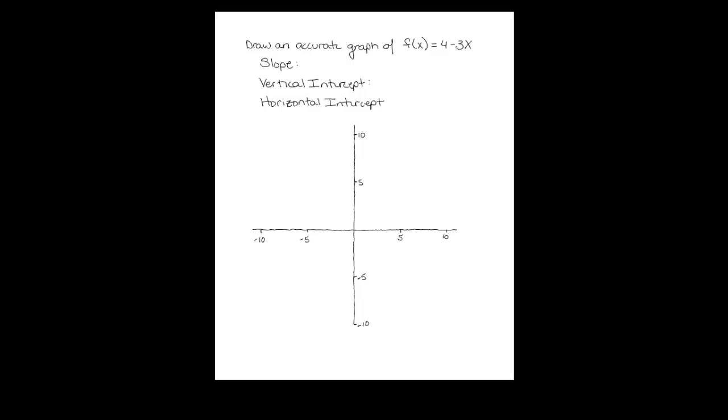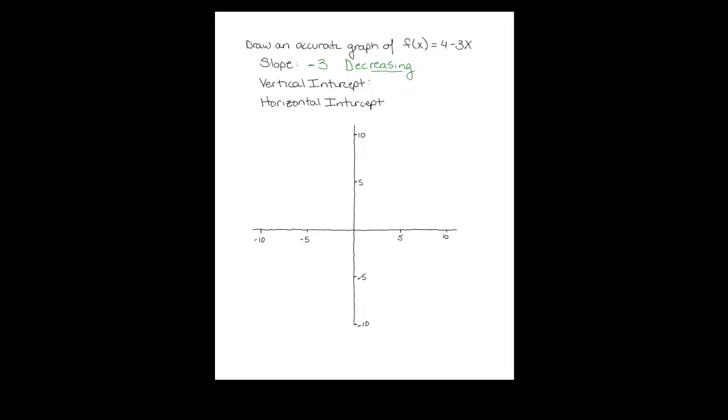In this example, we are asked to draw an accurate graph of the function f of x equals 4 minus 3x. Now there is enough information in this equation to allow us to graph the function without doing a whole lot of work. Starting with the slope, just by looking at this equation, we know that the slope is negative 3. The slope is always the coefficient of the input, in this case the x term. The slope is negative, so we know that the graph has to be decreasing.